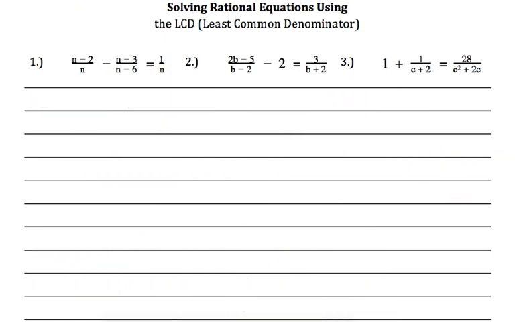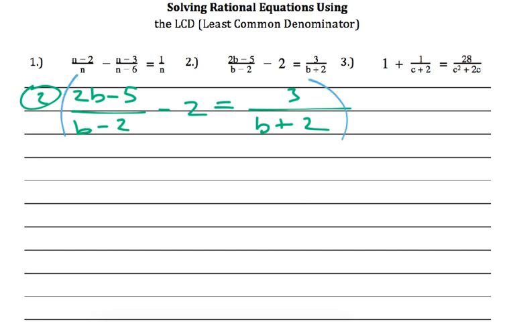Let's see. How are we going to do on these problems? Yep, we should do another example. Problem 2. 2b minus 5 over b minus 2, minus 2 is equal to 3 over b plus 2. Now I'm looking for the least common denominator, so I'm going to multiply this entire fraction by b plus 2 to get rid of this guy later, and then b minus 2.